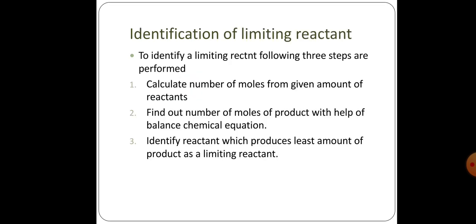We can identify the limiting reactant of any chemical reaction. For this purpose, we have 3 steps to perform. First of all, calculate the number of moles of reactant. After that, calculate the number of moles of product with the help of the balanced chemical equation. After that, identify that reactant which forms the least amount of product. The reactant which forms the least amount of product is known as the limiting reactant. It's all about today's lecture.